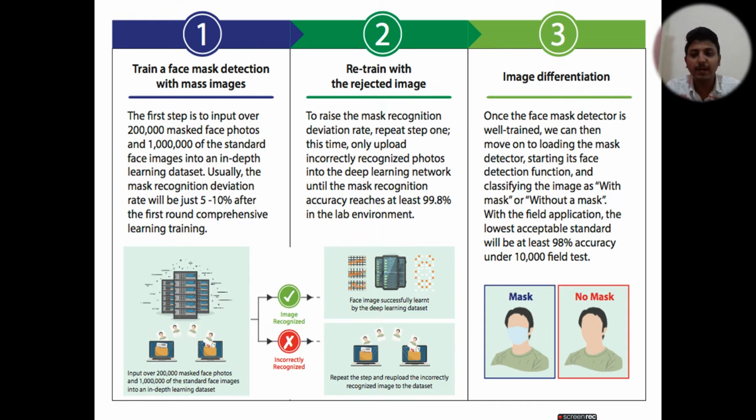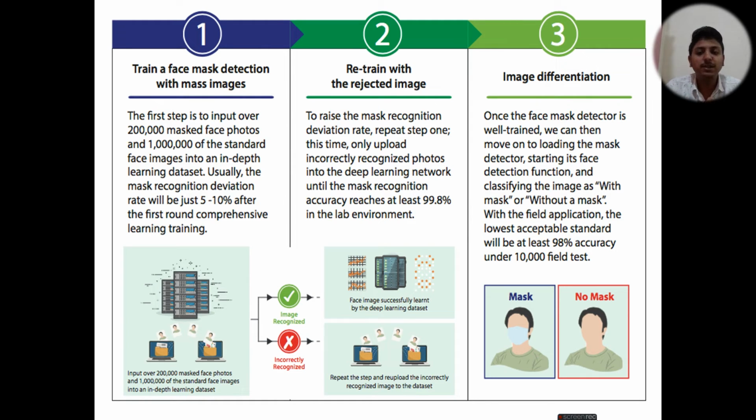Usually the face mask recognition deviation rate will be just 5 to 10% after the first round of comprehensive learning training. Now moving to the second one, retrain with rejected images. To lower the mask recognition deviation rate, repeat step 1. This time only upload incorrectly recognized photos into the deep learning network until the mask recognition accuracy reaches at least 99.8% in the lab environment.